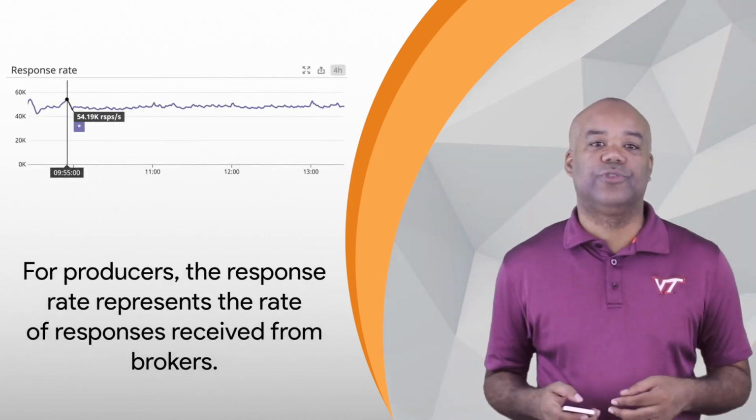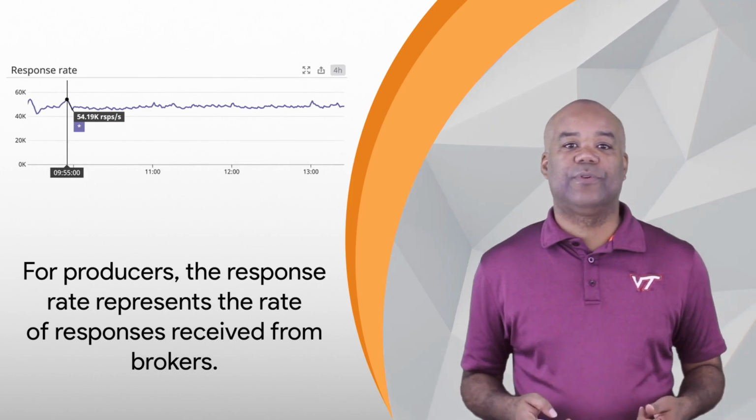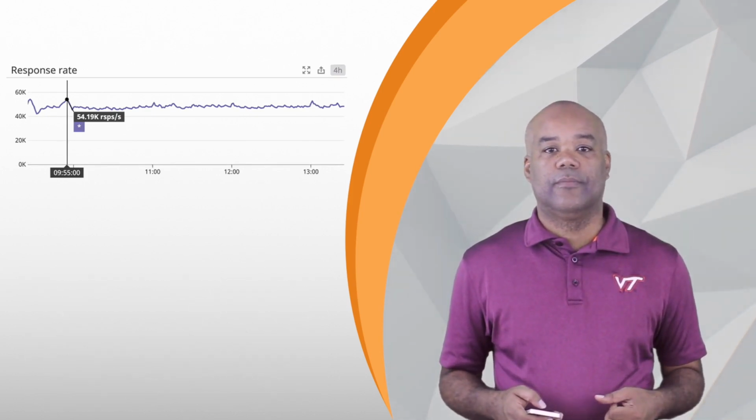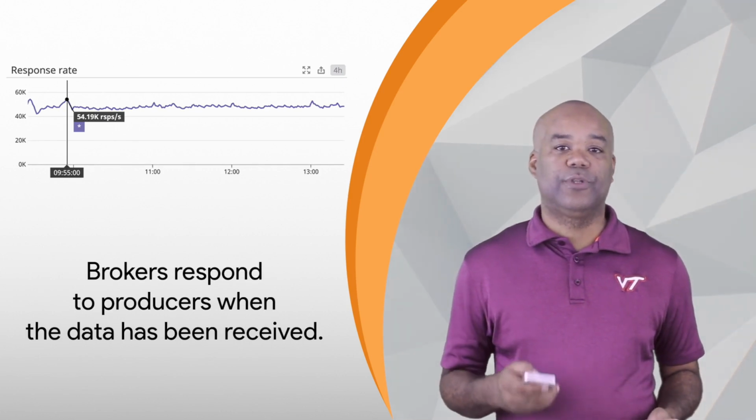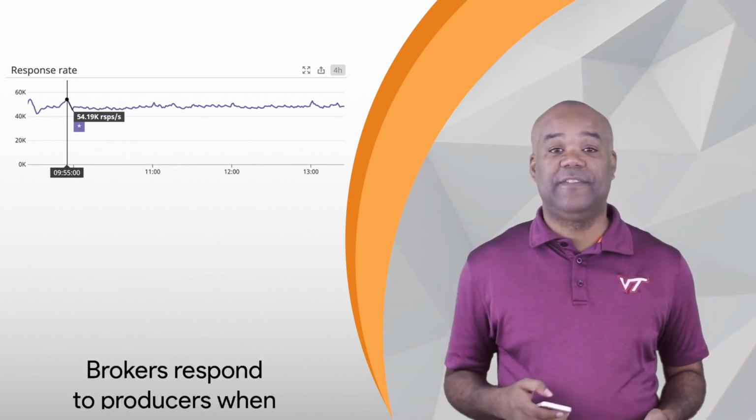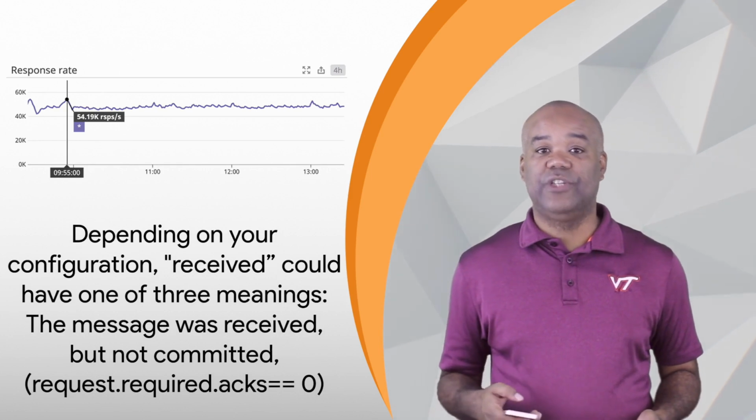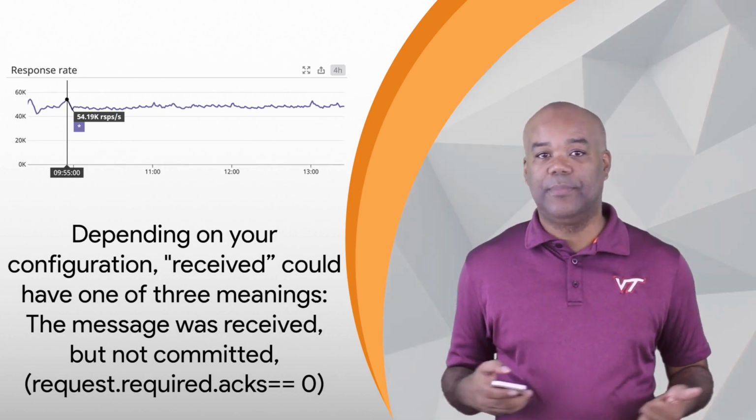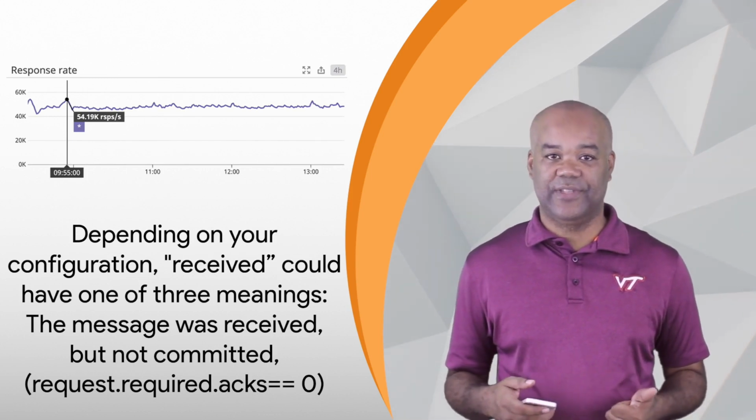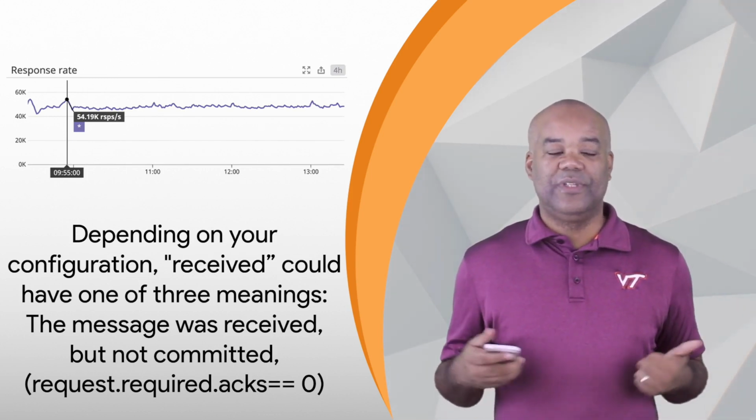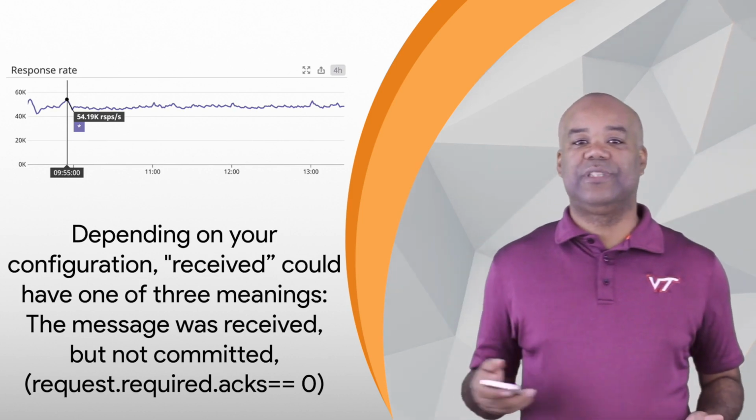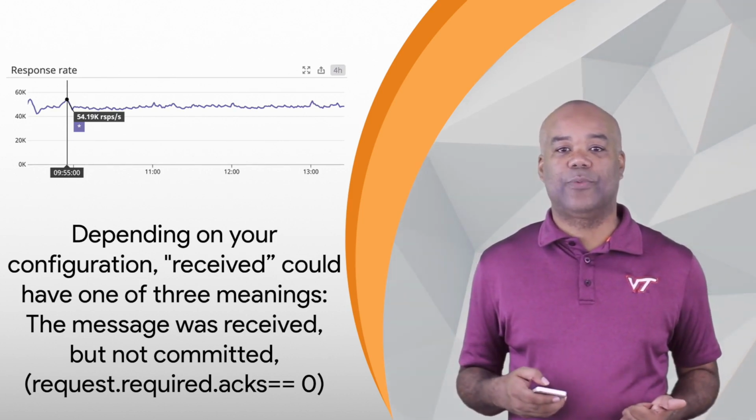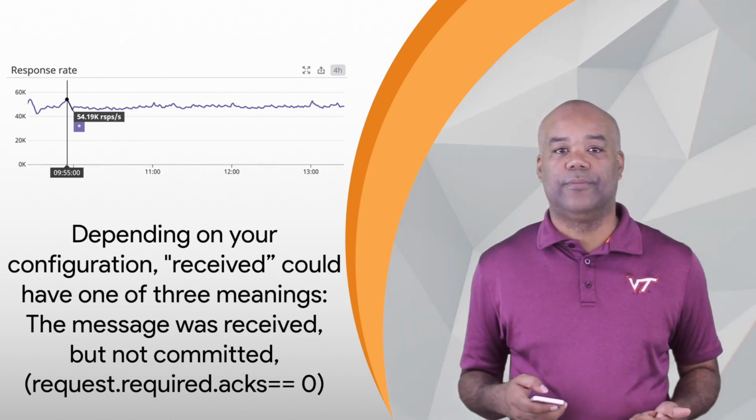For producers, the response rate represents the rate of responses received from brokers. Brokers respond to producers when the data has been received. Now, depending upon your configuration, received could have one of three meanings. It depends on what your definition of is is. When we say received, it could mean that the message was received but not committed. In other words, request.required.acks equals 0.